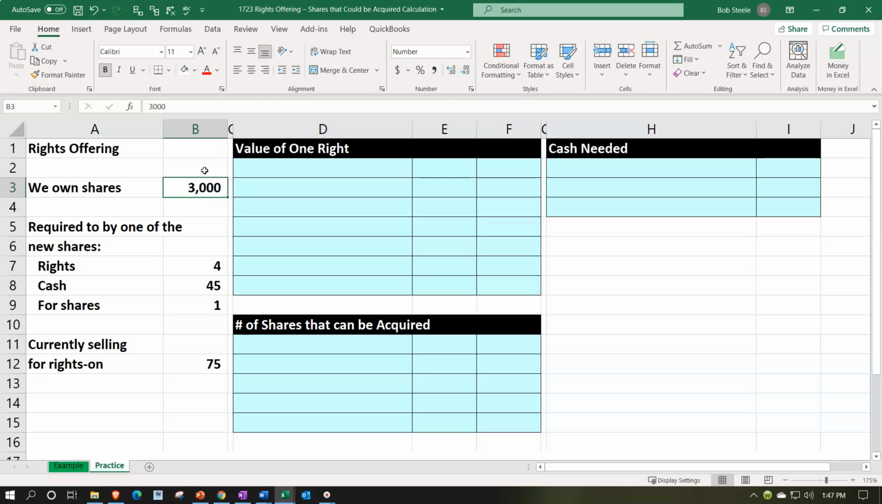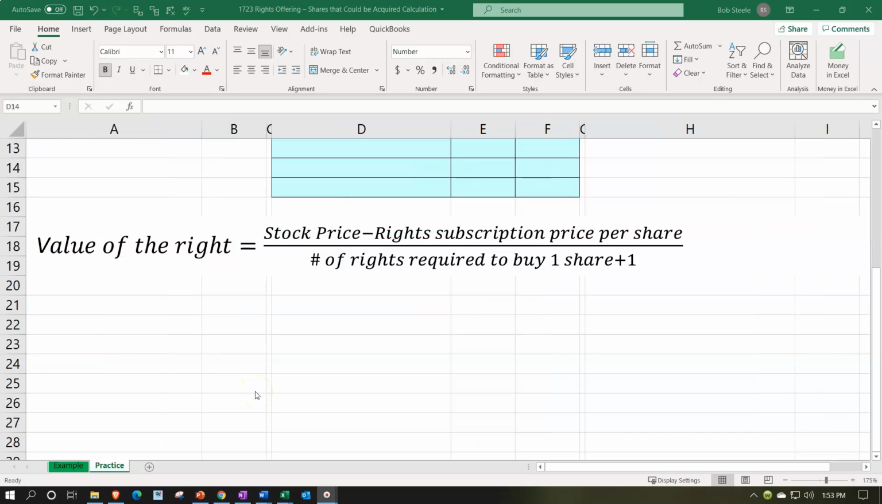We're going to imagine we own 3,000 shares. They're required to buy one of the new shares, meaning if you were to exercise the rights, it would take 4 rights and cash of $45 for 1 new share of stock. If you were to buy the stock without the rights offering, the current selling price with the rights on, including the rights, we're going to say is $75. We can use that information to think about the value of one right. The formula for the value of one right is the stock price minus the right subscription price per share, divided by the number of rights required to buy 1 share plus 1.